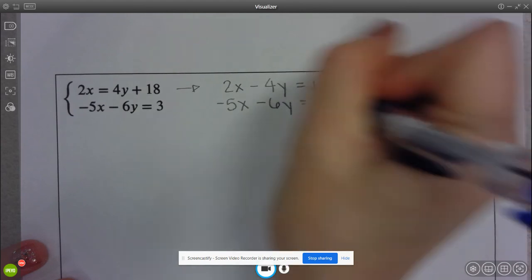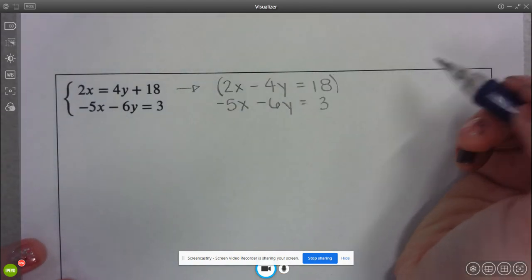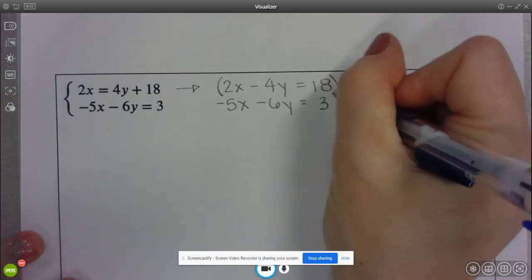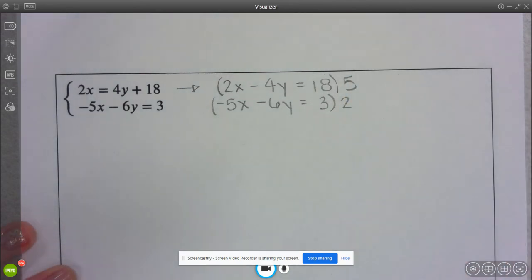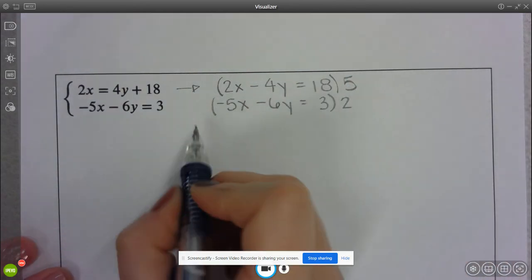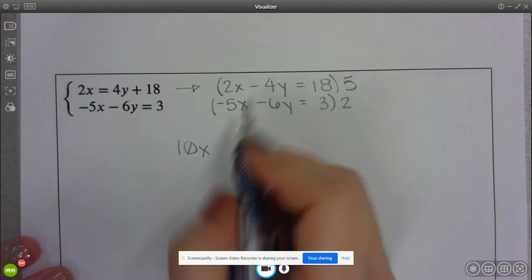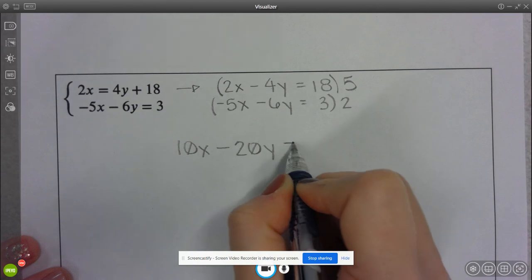So I'm going to multiply this first one. 2 and 5, their closest multiple would be 10. So I need to multiply this one by 5. I need to multiply this one by 2. So 2 times 5 gives me 10x. Negative 4 times 5 gives me negative 20y.